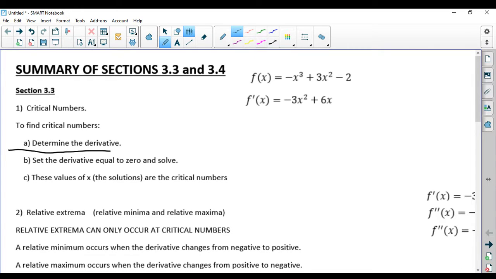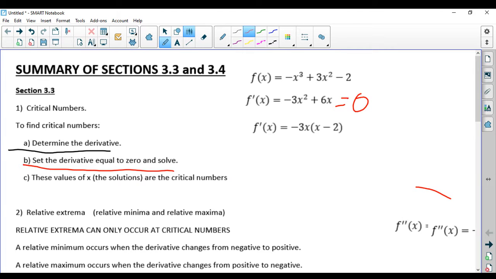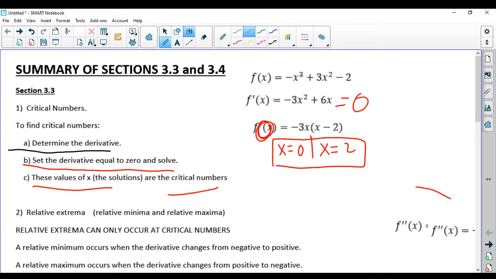What I did here was set this derivative equal to 0 and solve it. The easiest way to solve this is to factor. The first factor would have a solution x equals 0. The second factor would have a solution x equals 2. And these values are the critical numbers. And that's it. That's how you find critical numbers.